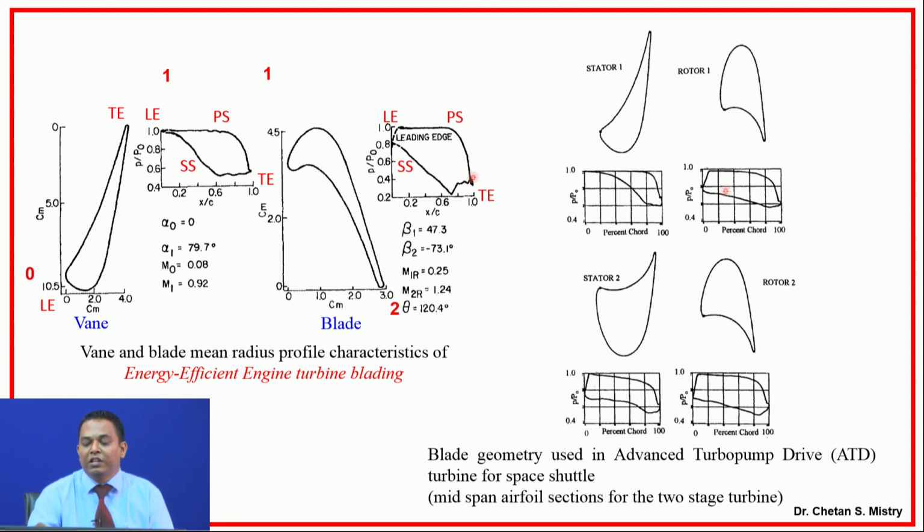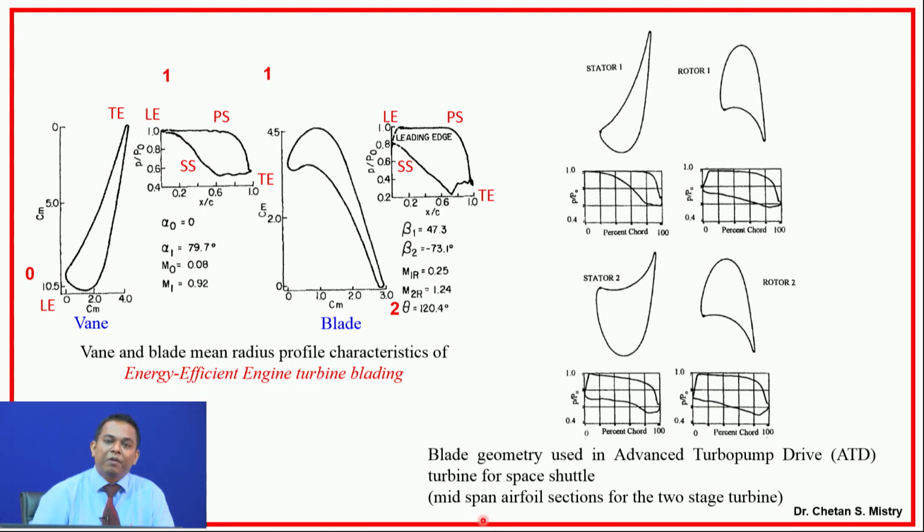If you look at these profiles, they look like some odd shapes, but you have the constraint of the overall size of the engine. You need to do more work with limited size. Under that condition, you will have your profile like this, stator profile and rotor profile. Similarly, here are the stator and rotor profiles, and this is how my CP distribution will be.